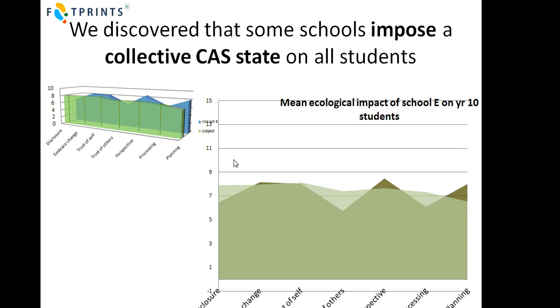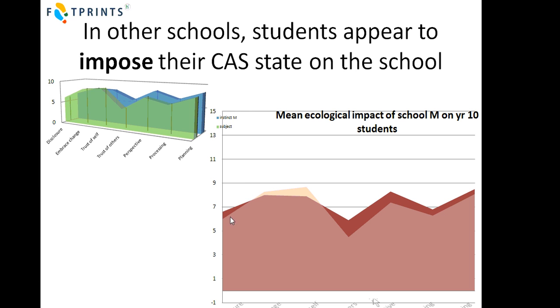It's a very flat cognitive, affective, social topography in that school compared to the instinctive state scores of those children. So whilst some schools imposed a collective state on their students, what we found with other schools, and here's one here, is that the CAS state of the environment really mirrored and followed the CAS state score of the students. It really was having no impact on it at all, and it appears that the students are almost imposing their CAS state score on the school, determining that school environment rather than the other way round.